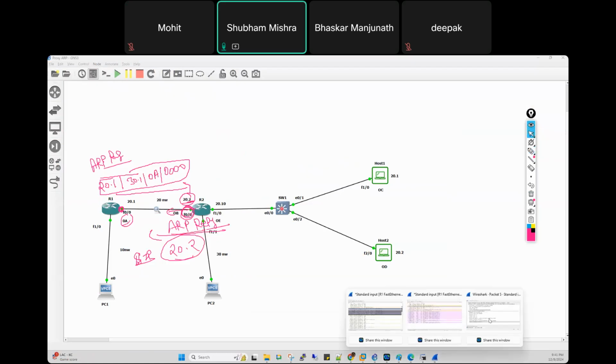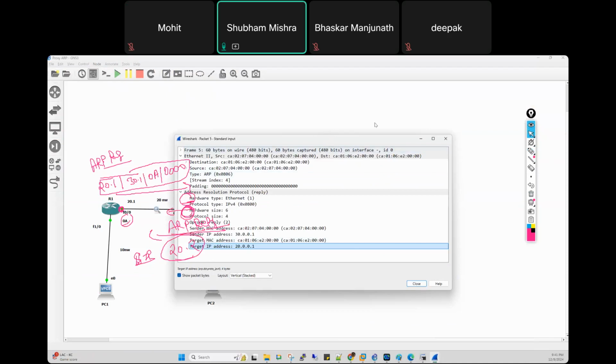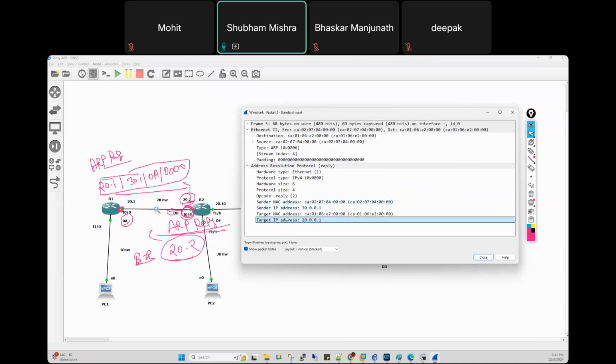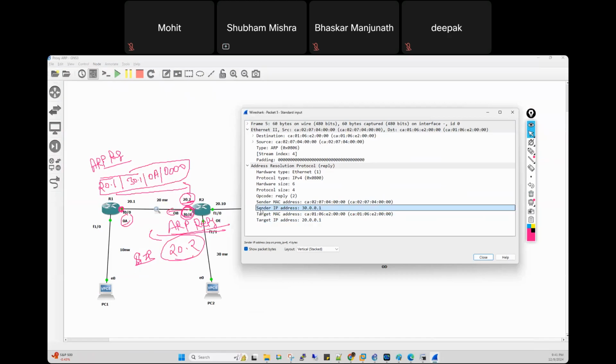Now, open the packet. In this packet, see. What is the sender IP address? 30.1, not 20.2.